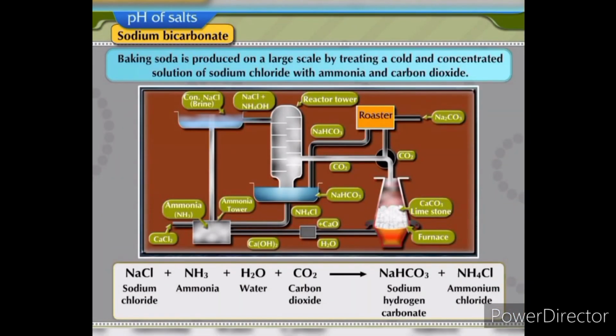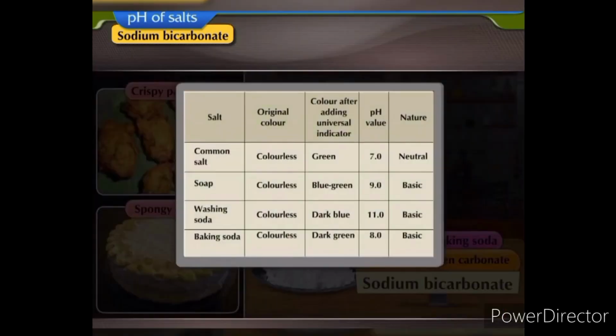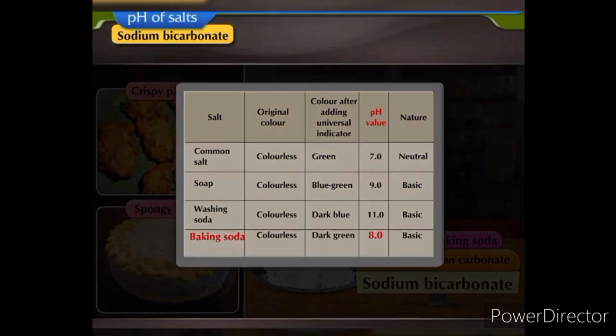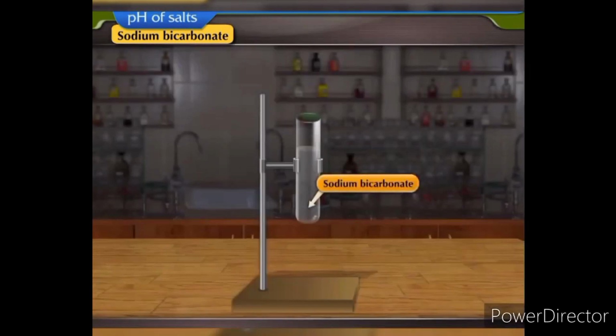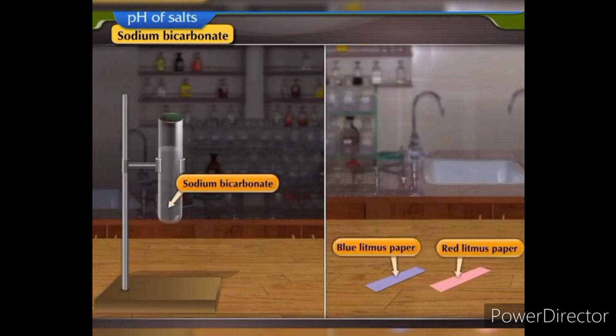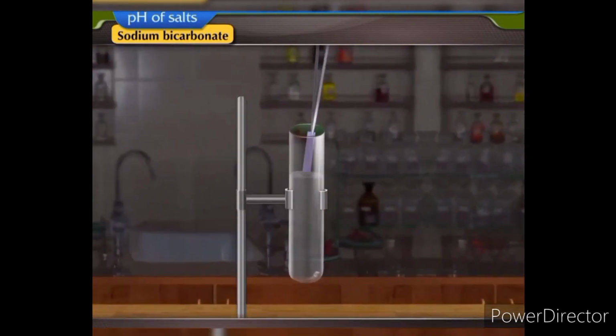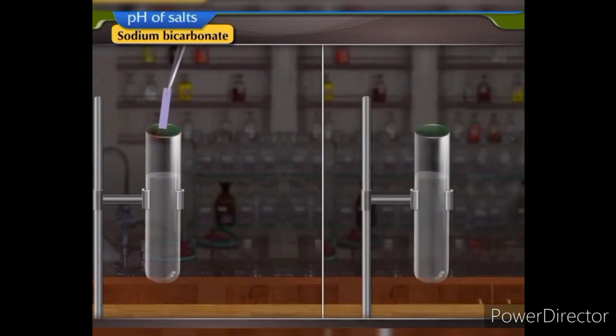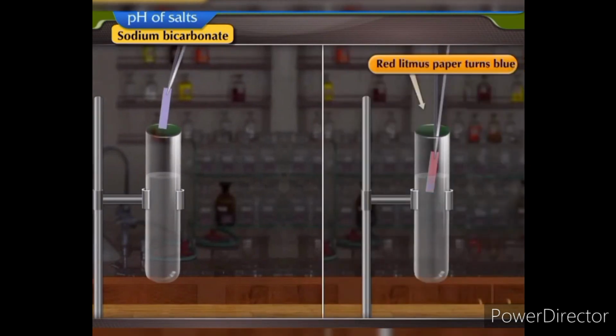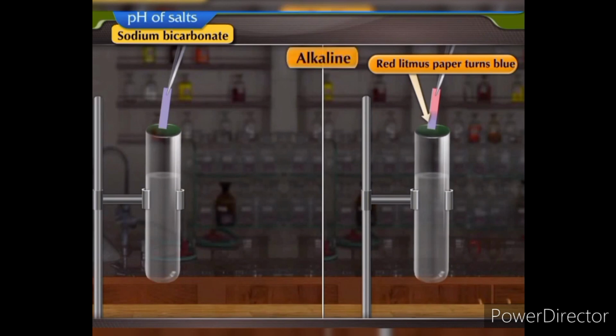Baking soda is produced on a large scale by treating a cold and concentrated solution of sodium chloride with ammonia and carbon dioxide. We had earlier checked the pH of baking soda. The pH was 8.0. If we test a solution of sodium bicarbonate with blue and red litmus papers, we observe that the blue litmus paper does not show any change, while red litmus paper turns blue. This shows that sodium bicarbonate is alkaline in nature.